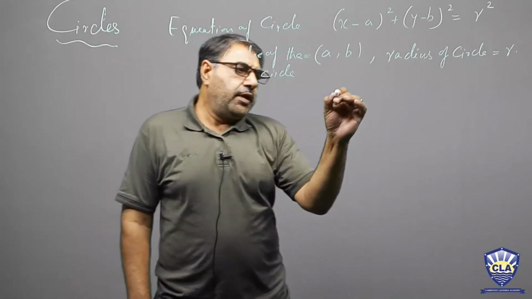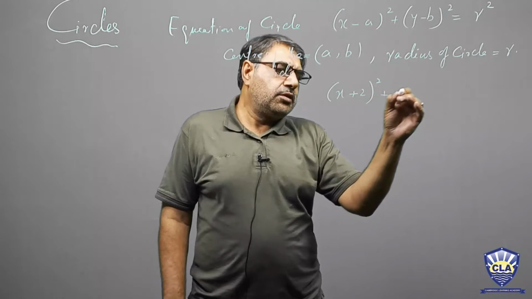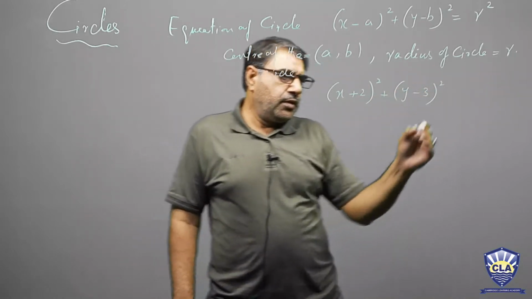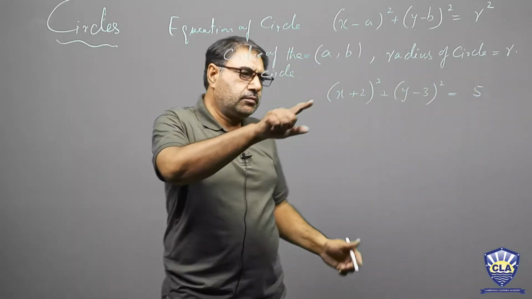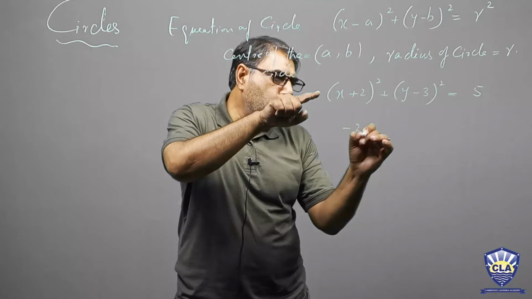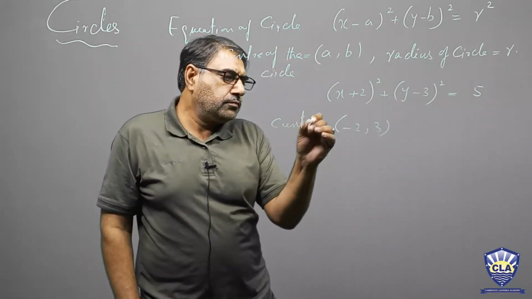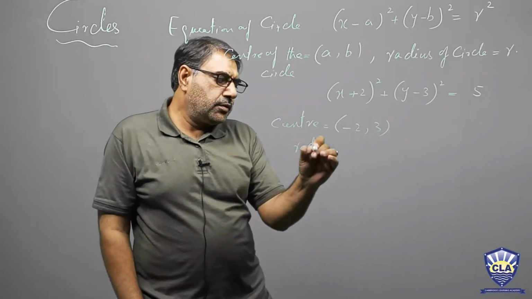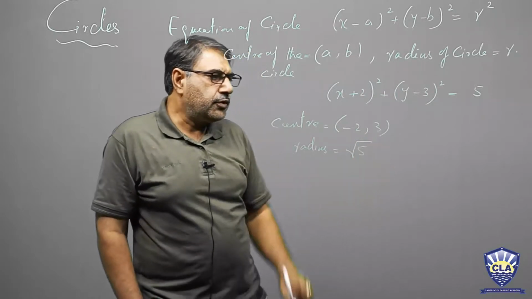If it is (x plus 2) whole square plus (y minus 3) whole square equals 5, then (minus 2, 3) is the center, and radius equals under root 5.